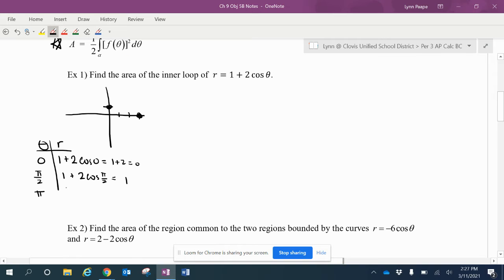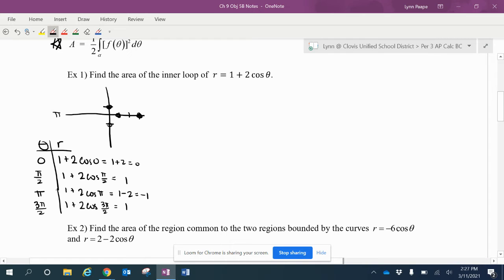And then at pi, I would do 1 plus 2 cosine of pi. Cosine of pi is negative 1, so that would be 1 minus 2, which would be negative 1. So then at pi, I'm going to go away from the angle, and I would go back 1, so I would get a dot here. And then for 3 pi over 2, that would be 1 plus 2 times the cosine of 3 pi over 2, which would be 0. 1 plus 0 is 1.